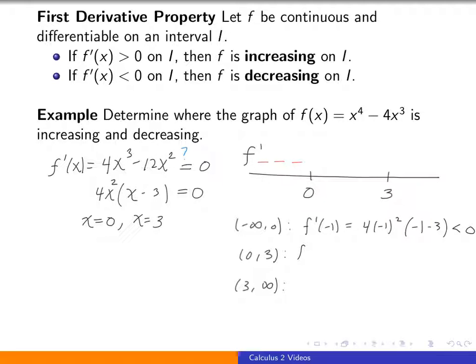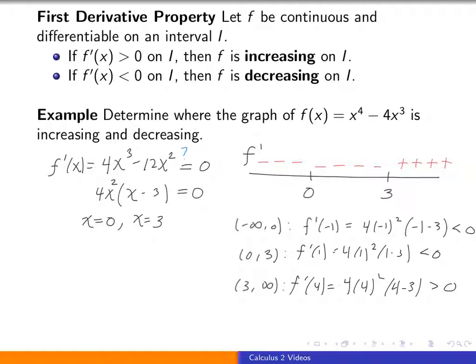Similarly, from 0 to 3, if I plug in 1, we have 4 times 1 squared times 1 minus 3. A positive times a negative is negative. So on the interval from 0 to 3, f prime is negative. On 3 to infinity, let's say I plug in 4, and you can pick your favorite number. Typically, I recommend picking the easiest thing to work with, usually a whole number. We would have 4 times 4 squared, which is positive, times 4 minus 3, which is also positive. A positive times a positive is a positive, so f prime is positive on the interval from 3 to infinity.